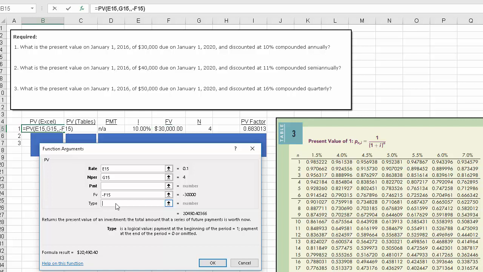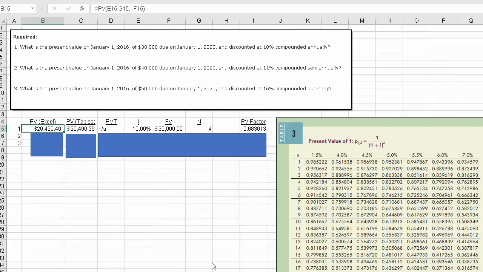And unless they tell you the beginning, the first payment occurs at the beginning, and there's no payment in this case, so it doesn't apply, we leave it alone. When I hit enter, I get $20,490.40. So we are a penny off. Technically, both are correct. If you're working this in a textbook, they probably are teaching with the table, so go with the table number. Okay, let's go on to the second one.